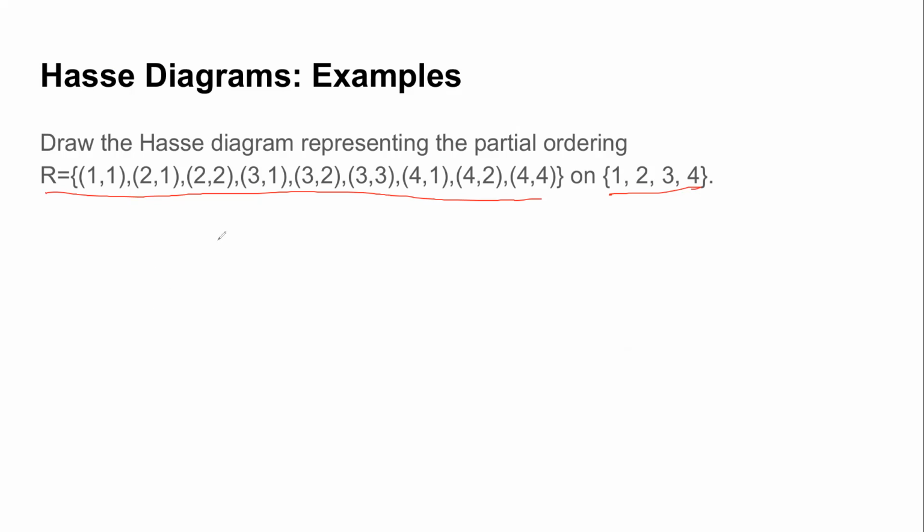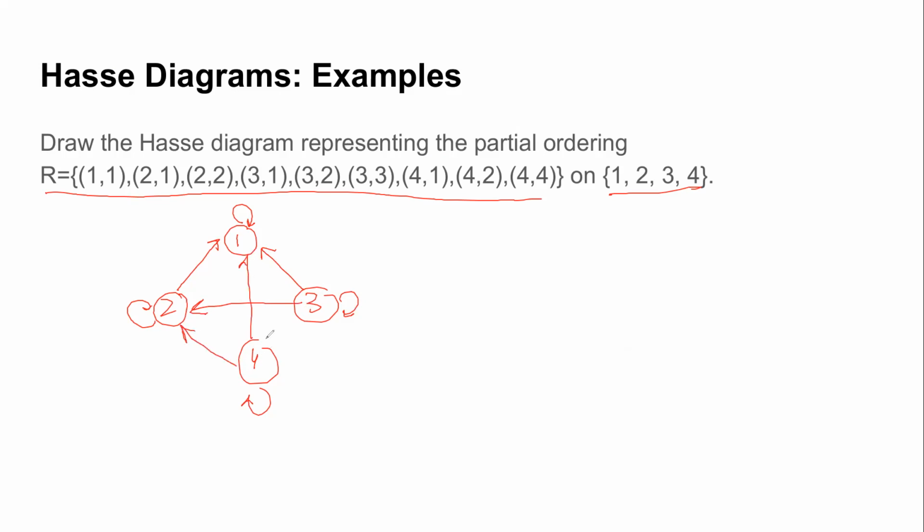Okay, so I have 4 elements, say 1, 2, 3, and 4. Okay, I want to make its directed graph. So I have 1, 1, I have 2, 2, I have 3, 3, I have 4, 4, then I have 2, 1, 3, 1, 3, 2, 4, 1, 4, 2, 4, 3. Okay, so this is my relation, directed graph relation.